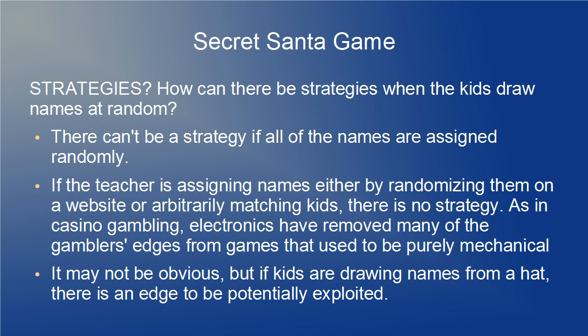So how can there be a strategy when the kids draw names at random? Well, there can't be a strategy when all the names are assigned randomly. If the teacher is assigning the names either by randomizing them electronically on a website or arbitrarily matching up kids, there is no strategy. As in casino gambling, electronics have removed many of the gamblers' edges from games that used to be purely mechanical. But what I want to talk about is a non-obvious edge that occurs when kids are drawing names from a hat.